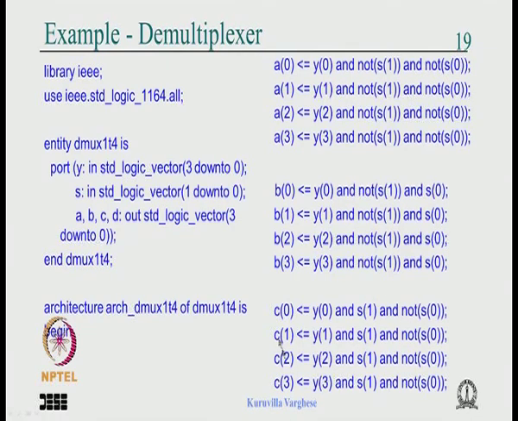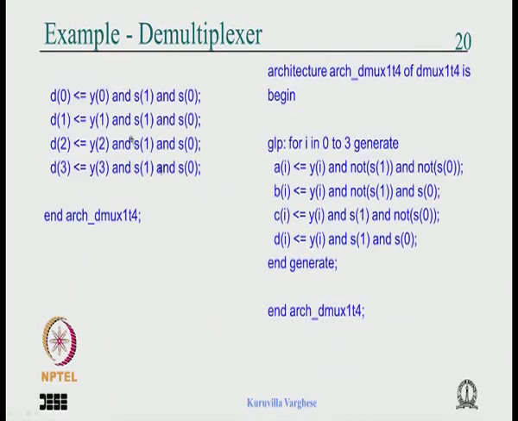Now this clearly shows you can write equations, but there is no point in repeating that. This index is very neat, A0 Y0, A1 Y1, A2 Y2, A3 Y3, and the select part remains the same. So we can write a generate loop for this, and that is what goes in the architecture.